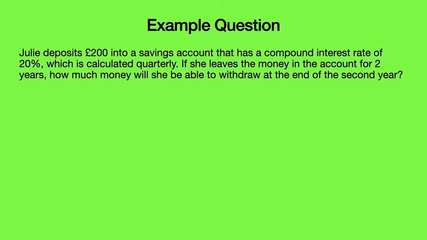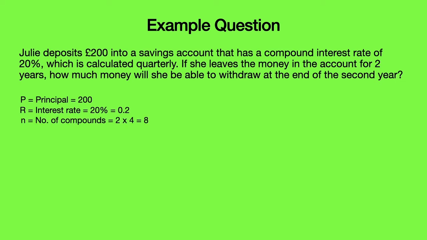So we've got Julie deposits £200 into a savings account that has a compound interest rate of 20%, which is calculated quarterly. If she leaves the money in the account for 2 years, how much money will she be able to withdraw at the end of the second year? So to do this sort of question, what you need to do first is to list all of the information that you have. So we've got the principal is 200, the interest rate is 20% or 0.2.